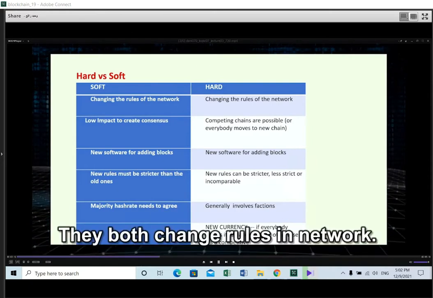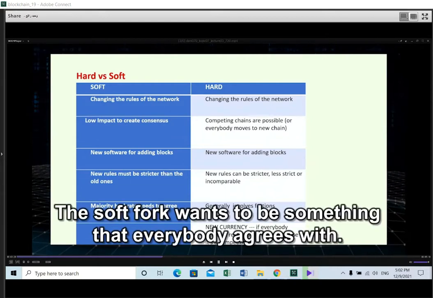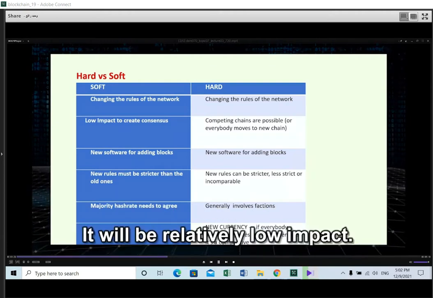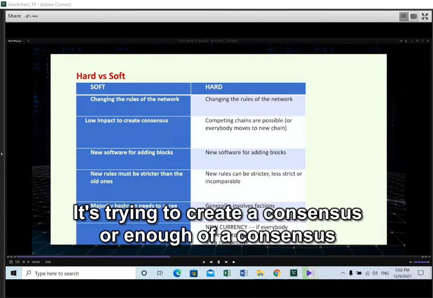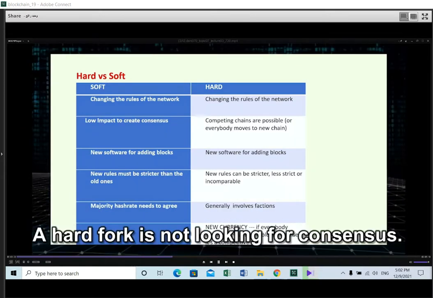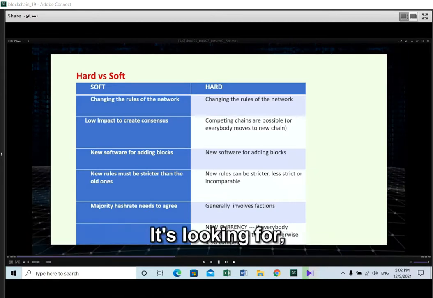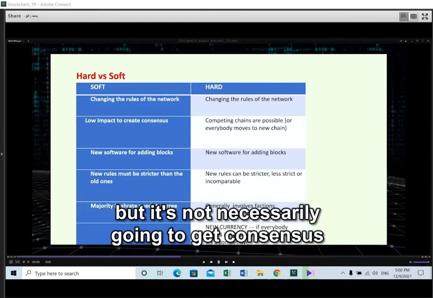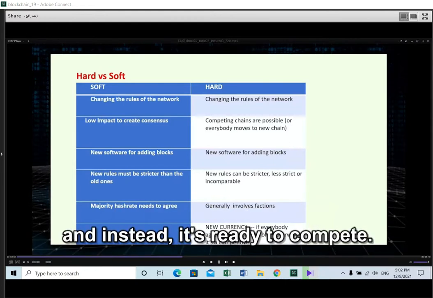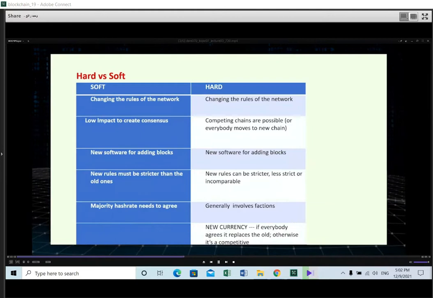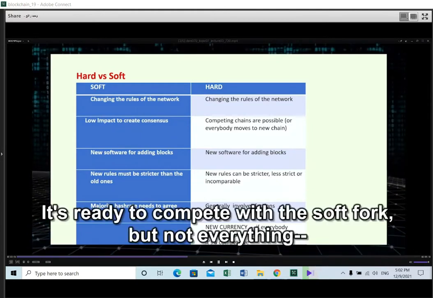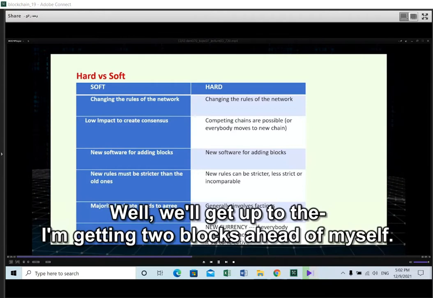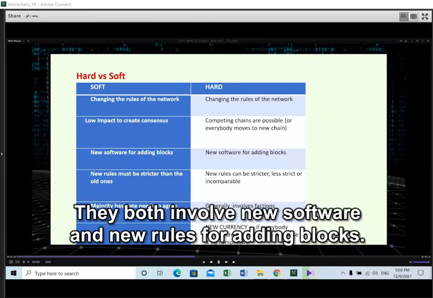Okay, so here's a summary of hard versus soft forks. They both change the rules of the network. That's where they agree. The soft fork wants to be something that everybody agrees with, so it'll be relatively low impact. It's trying to create a consensus, or enough of a consensus to carry the chain with it. A hard fork is not looking for consensus. It might have started looking for consensus, but it's not necessarily going to get it, and instead it's ready to compete with the soft fork. I'm getting two blocks ahead of myself. They both involve new software and new rules for adding blocks.